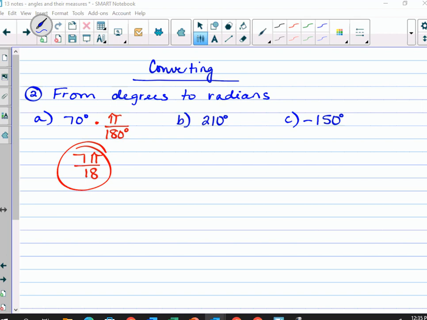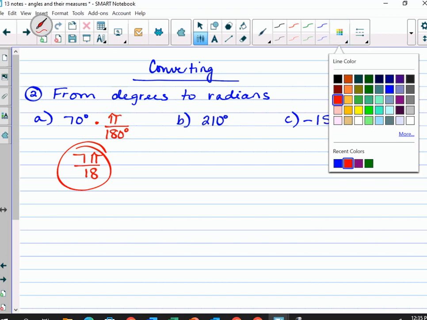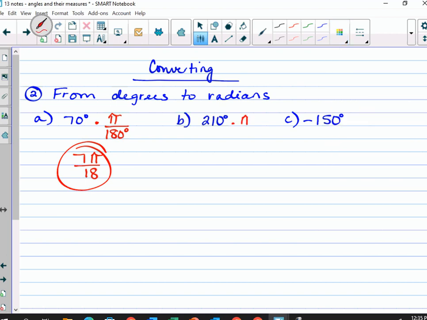All right, guys, let's go through them. So 210, I am taking times pi over 180. And if you're struggling at all with the reducing, do it in steps. Like this one, right away you can divide it by 10. So you'd have 21 over 18. And then what does that reduce to? Yeah, so your answer is just 7 pi over 6. Okay?